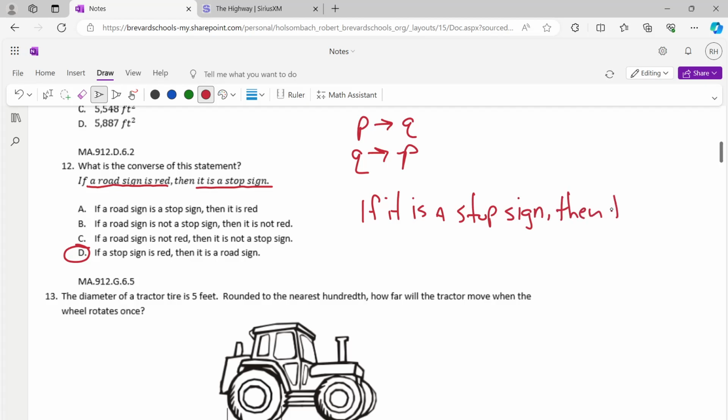then the road sign is red. It is a stop sign. If a road sign is a stop sign, yeah, you're right. So I guess just make sure that you read these all the way through. I guess write out the converse and then match the statement because they move a few of the words around right here. So here's the converse if it is a stop sign. So if a road sign is a stop sign, then it is red. All right.